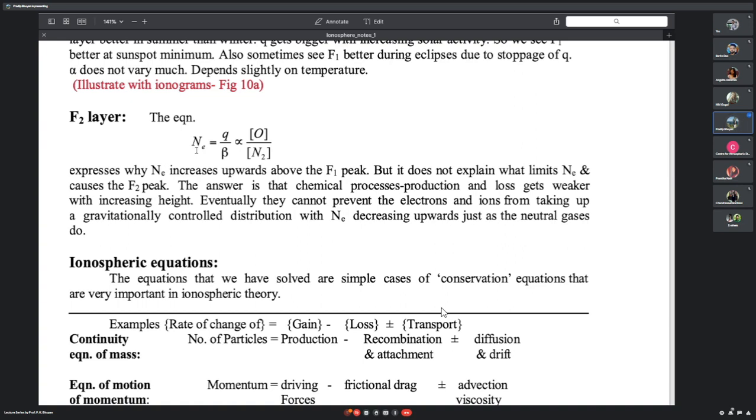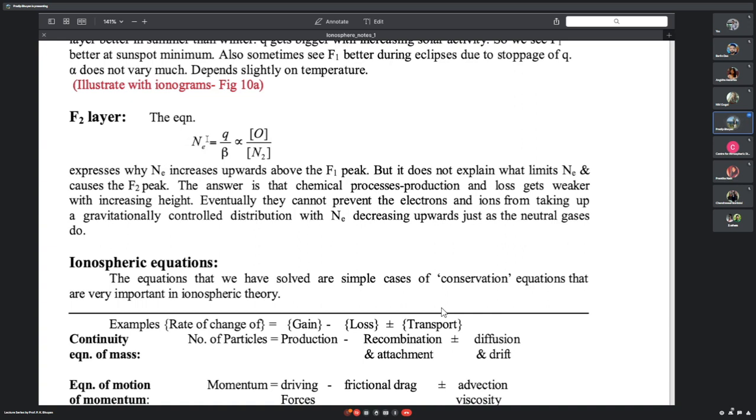Get the point? If I say, I have been telling you, that O will continue to increase with height, N2 will continue to decrease with height. So this ratio with height will increase. And if it increases, because N is proportional to this, N will also continuously increase. So where does it stop? Or why does it stop?